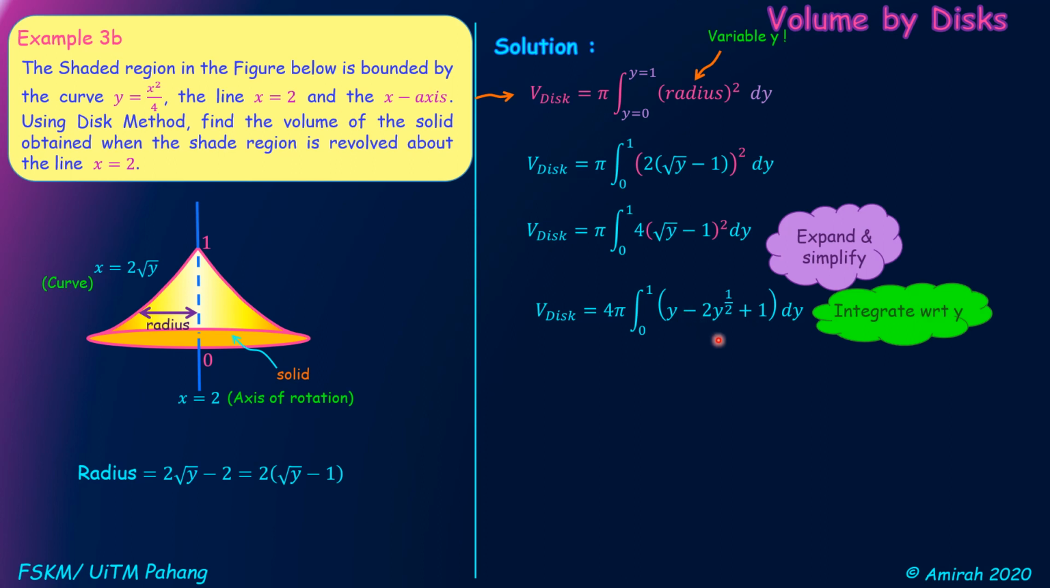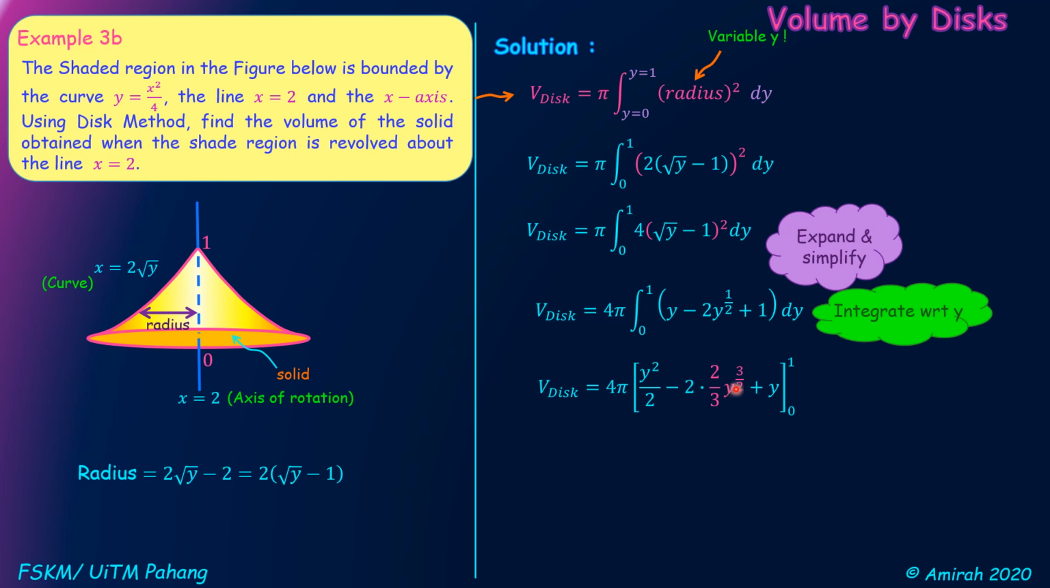We integrate one by one because in between is a minus and plus sign. So we get the volume equals 4 pi. We integrate y with respect to y, so we get y squared over 2. And then minus, we have the constant 2 in front here, and then we integrate y to the power of half using the power rule. So we add 1 to the original power. Half plus 1 equals 3 over 2.